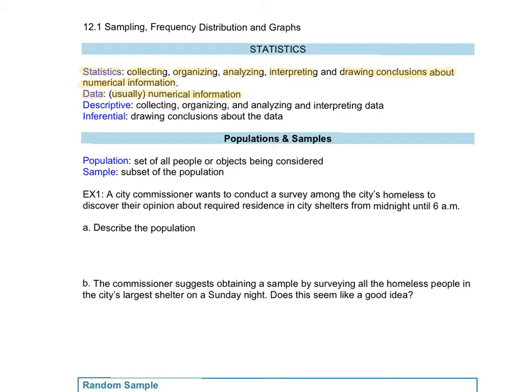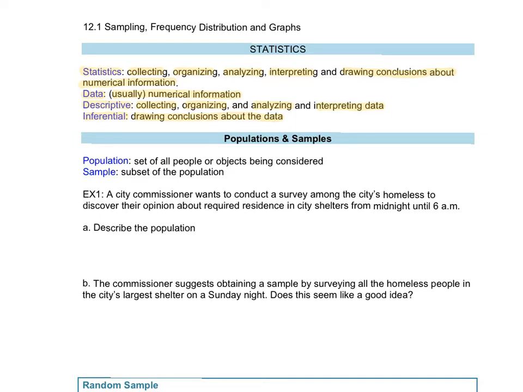There are two types of statistics. The first is descriptive. That's what we're going to be doing. Descriptive is the act of collecting, organizing, analyzing, and interpreting data. But we don't do inferential statistics in Math 100. Inferential statistics is when you actually draw a conclusion about the data that you collect. So what we're going to be doing is basically collecting data, organizing it, and measuring it. That's going to be our main goal for this particular course.